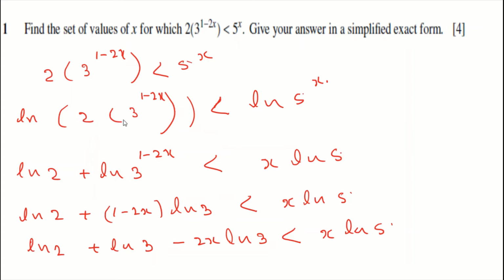Now this is the product here. This product could be written as a sum. Therefore ln2 plus ln 3 to the power 1 minus 2x is less than x ln 5. ln2 plus this power could be taken to the front as 1 minus 2x into ln 3 less than x ln 5. Here also the power is taken to the front. Now it is just a matter of taking all the x terms to one side and other terms to the other side. So we will first open this bracket here. ln2, this into this is ln 3, this into this is minus 2x ln 3 less than x ln 5.